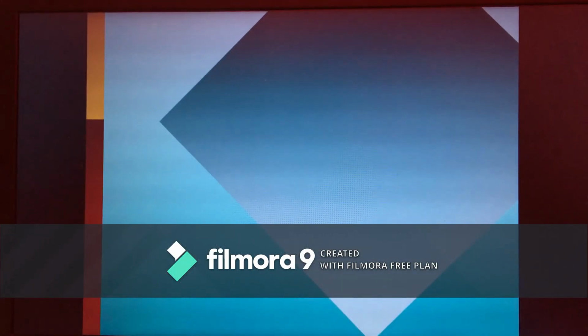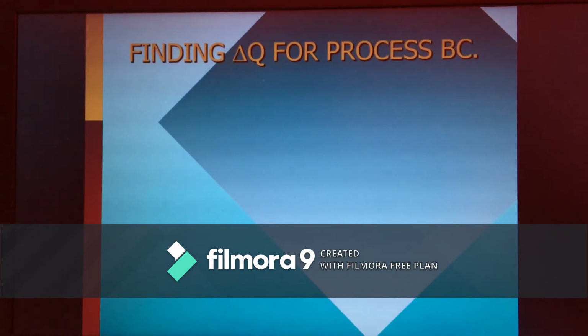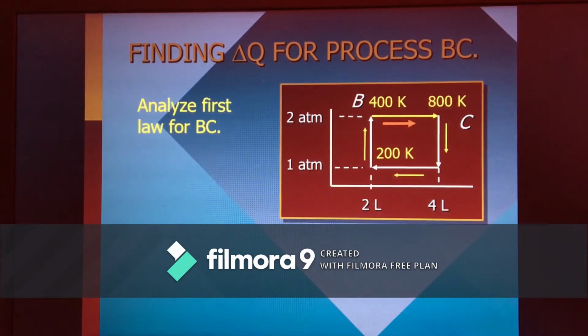Next, we'll find the change of heat for the process BC, or finding delta Q for the process BC. First, let's analyze the law for BC. From the illustration, let's focus on point B to point C. From our formula, the change of heat equals the change of internal energy plus the change of work, or delta Q equals delta U plus delta W.